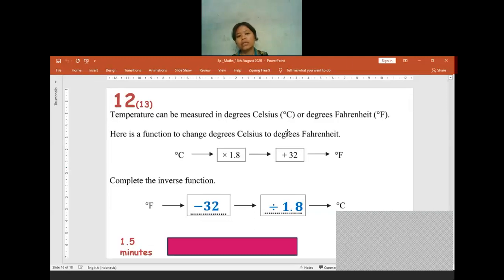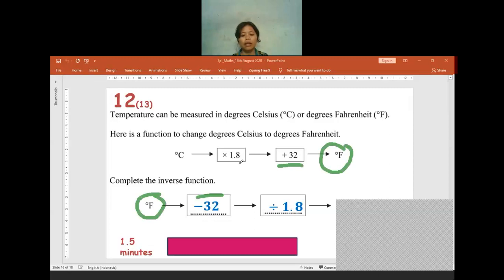So this is for question 12. The C is multiplied by 1.8 and then plus 32. Now we have to focus on the letter F. So the F in here is plus 32. Opposite of plus 32 is minus 32. And then in here we have times by 1.8, so the next thing we have to do is divide it by 1.8.